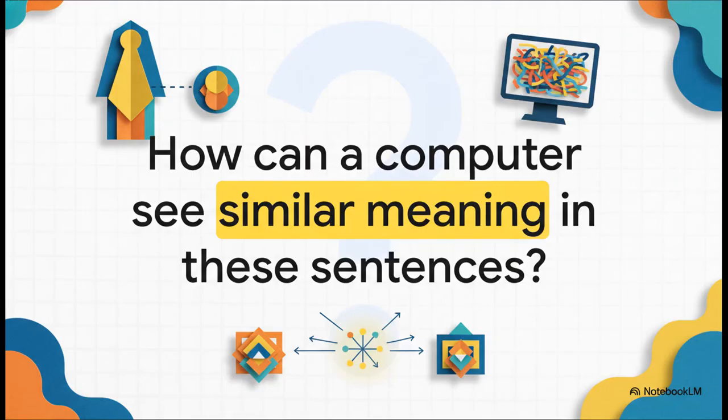All right, so let's kick things off with a little puzzle. How does a computer figure out that a puppy is to a dog and a kitten is to a cat are basically saying the same kind of thing? You and I, we see that offspring to parent connection instantly, right? It's obvious. But to a computer? Those are just totally different strings of text. So how in the world does it get that deeper relationship?